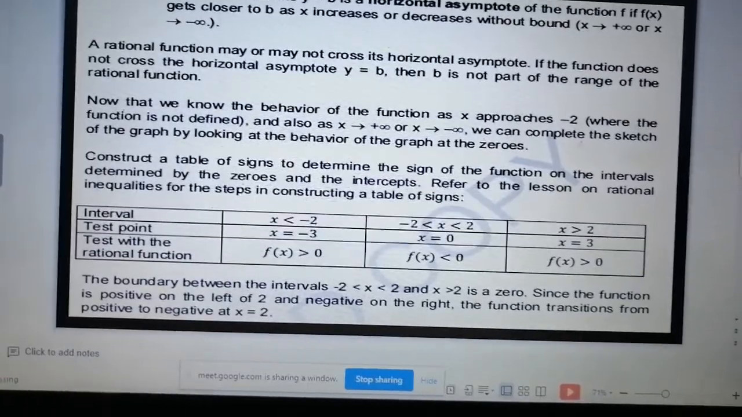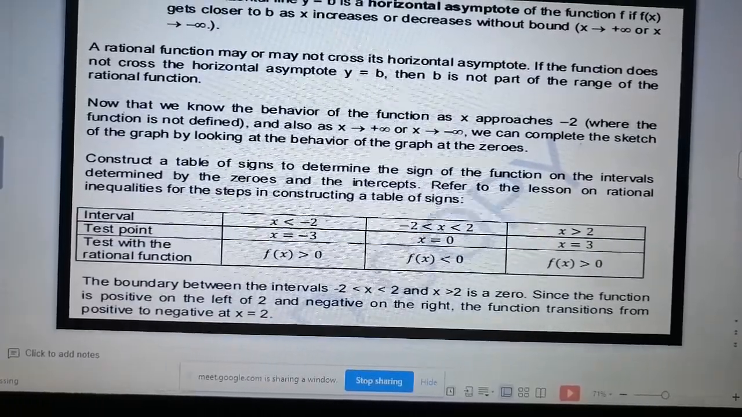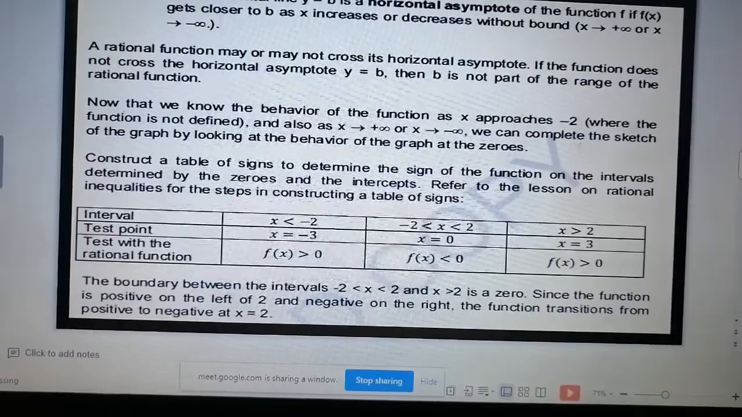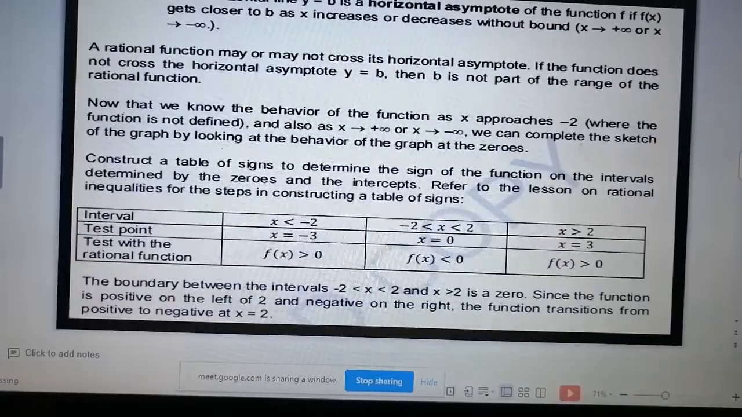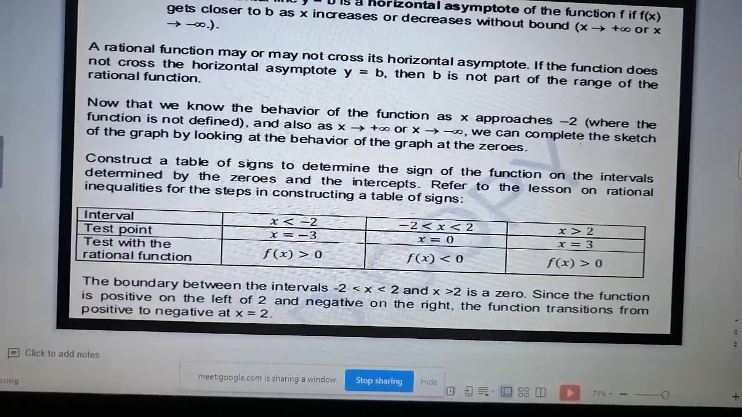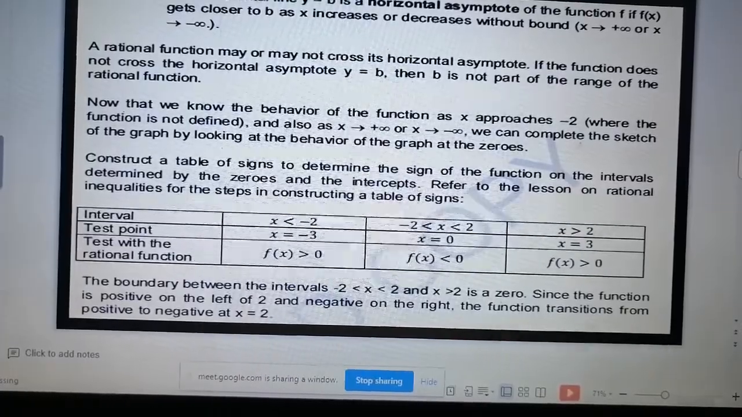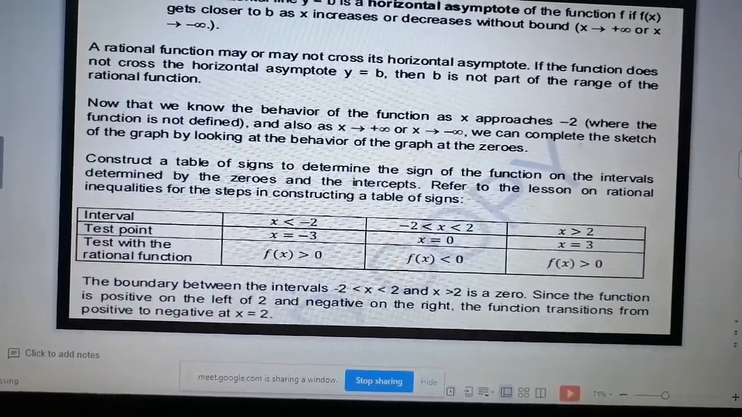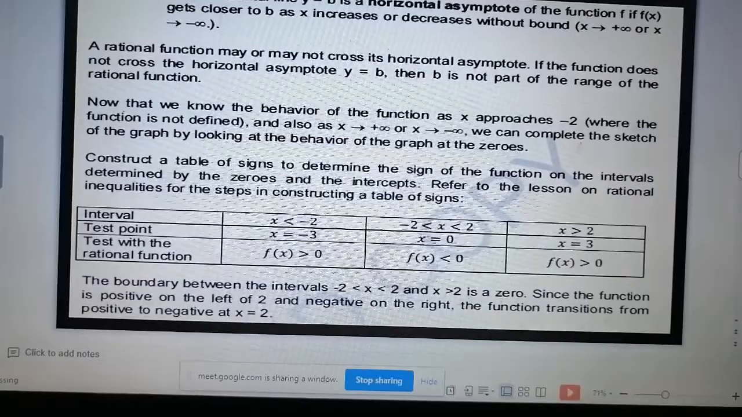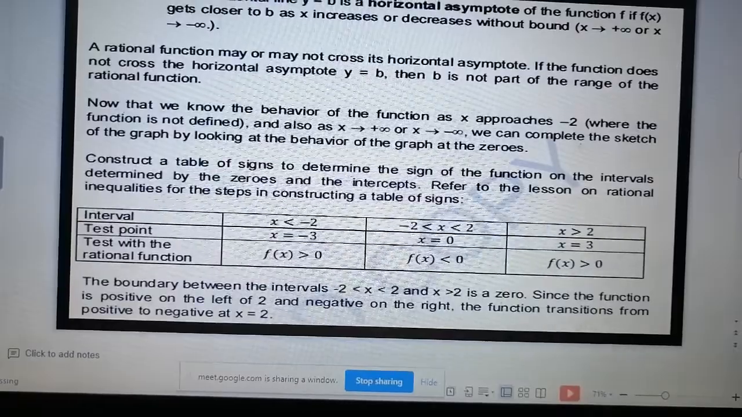Okay, now we know the behavior of the function as x approaches -2, where it's not defined, and also as x is equal to positive infinity or x is equal to negative infinity. We can complete the sketch of the graph by looking at the behavior of the graph at the zeros. Construct a table of signs to determine the sign of the function on the intervals determined by zeros and the intercept. Refer to the lesson on rational inequalities for the steps in constructing the table of signs.